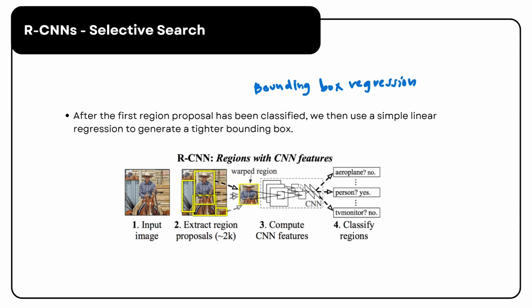However, it's also why it was so slow. Each of those 2,000 regions was passed individually through a CNN and then to separate classifiers and regressors. This inefficiency is exactly what later models like Fast RCNN and Faster RCNN improved.